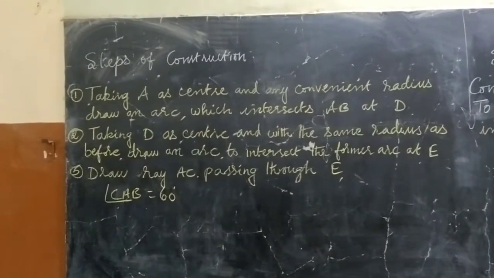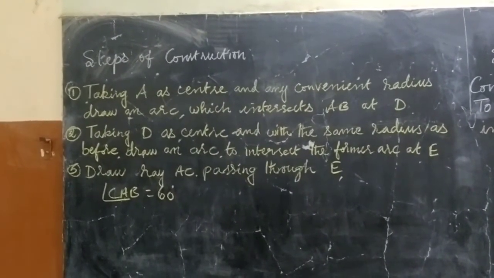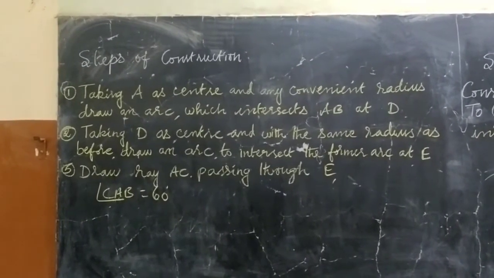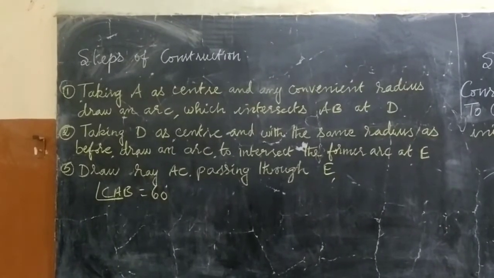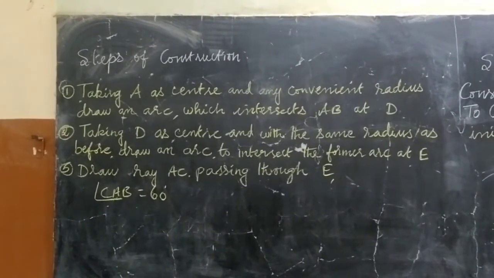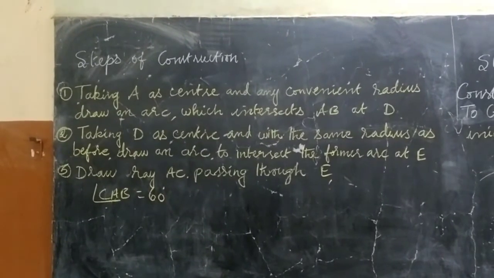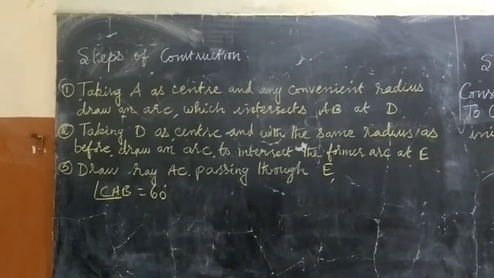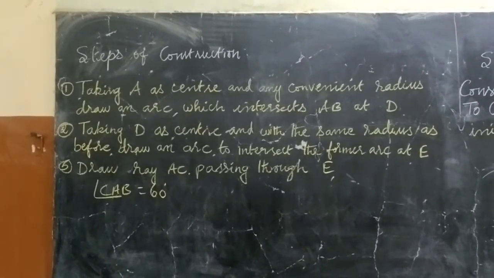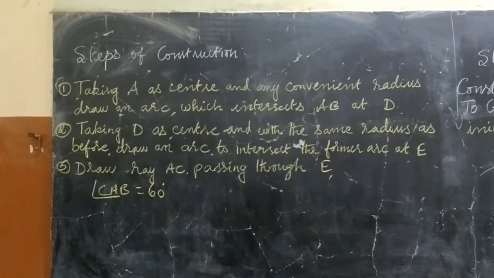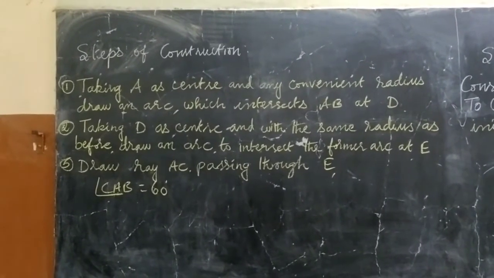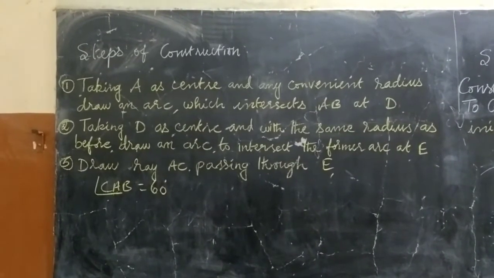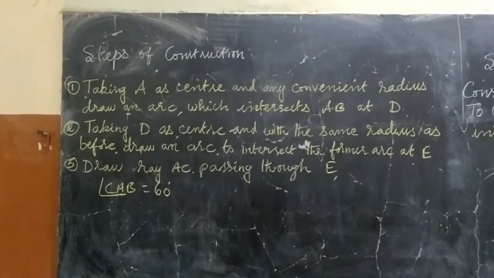Now let us see the steps of construction. The very first point is taking A as center and any convenient radius, draw an arc which intersects AB at the point D. The second point is taking D as center and with the same radius as before, draw an arc to intersect the former arc at the point E. Draw ray AC passing through the point E. Angle CAB is the required angle, which is equal to 60 degrees.